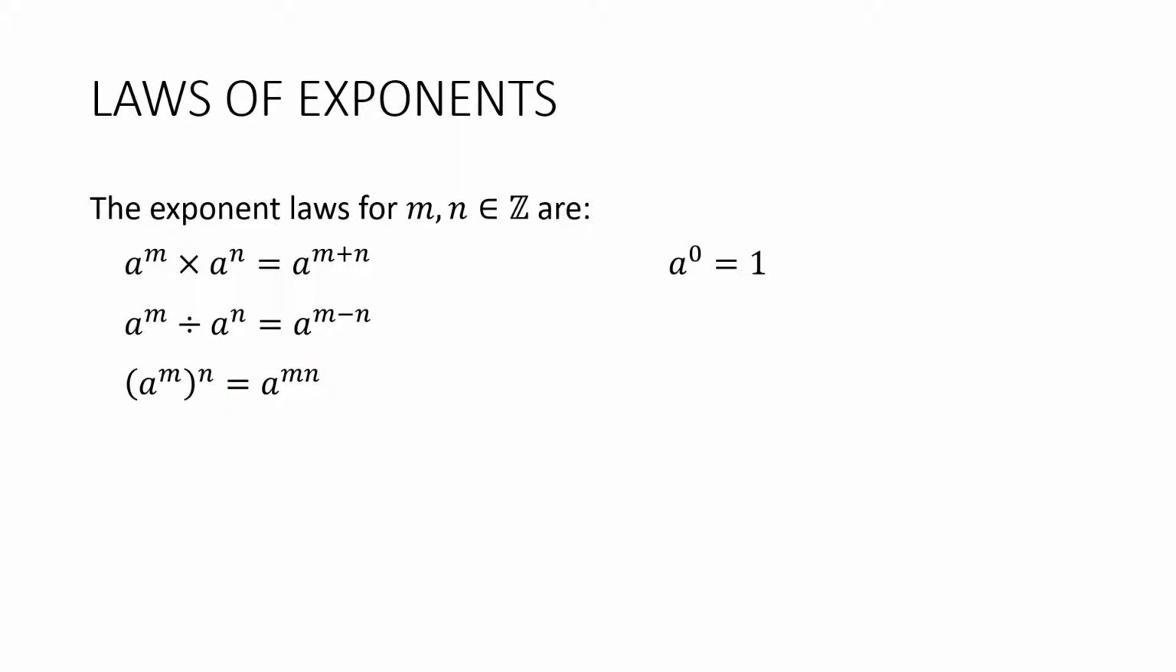There are a couple of identities as well. Remember that anything to the power of 0 is equal to 1. This is the reciprocal identity: a to the negative n means the reciprocal of a to the n, or 1 over a to the n. And this one here, a to the 1 on n, that's going to be the nth root of a.